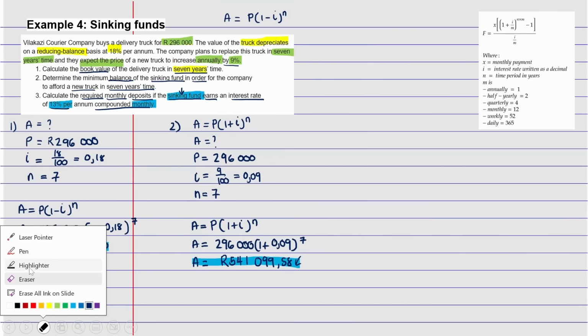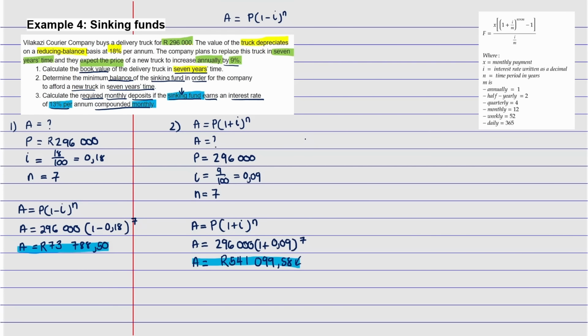I need space. So it's going to be what? I'm just going to do it here. So number 3 is going to be what? The difference, right? So the future value, the one that we want to create a sinking fund for, is going to be equal to what? It's going to be the price of the new truck in the future, which is 541,099.58, minus the value of the truck that we already bought, right?